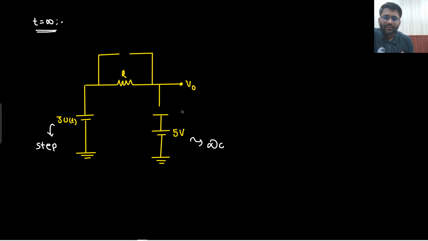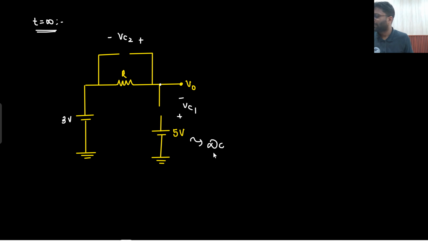This will be open circuited. This will also be open circuited. Here there is 3 volt. Just notice the polarity. This I consider as Vc2 and this I consider as Vc1. So this 3 volt will come here. So this is the resistor having 0 voltage drop. So this is 5 volt.